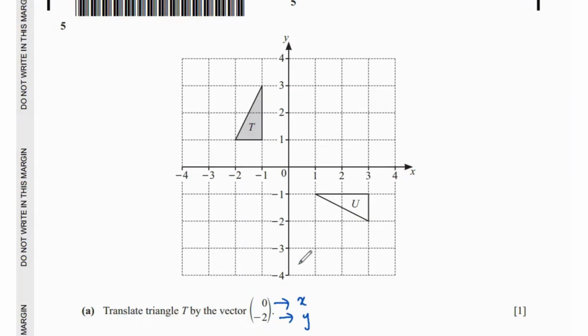Since the x value is 0, that means there is no horizontal movement. However, the y value is -2. That means the shape will move 2 units down. So since it's going to move 2 units down, this point will come over here, this point will come over here, and this will come over here. So this is your translated image of triangle T.